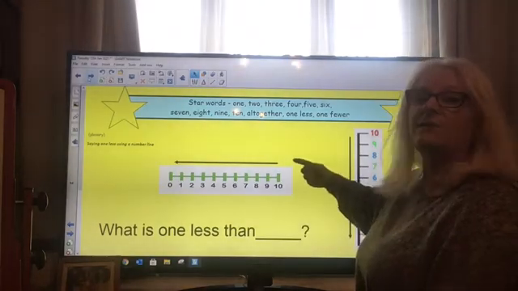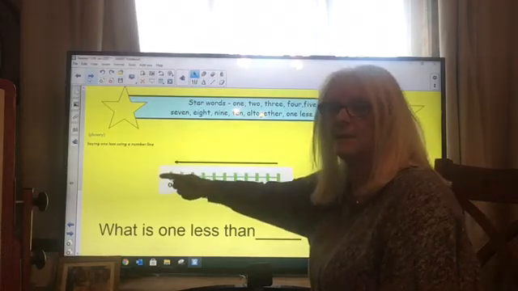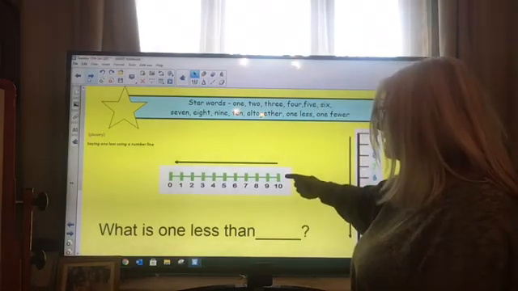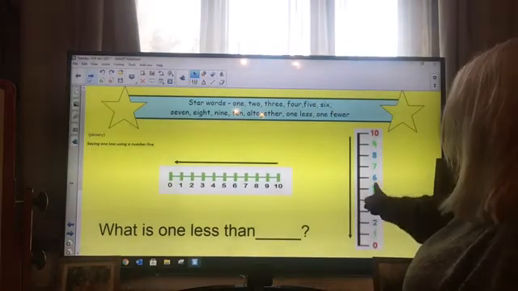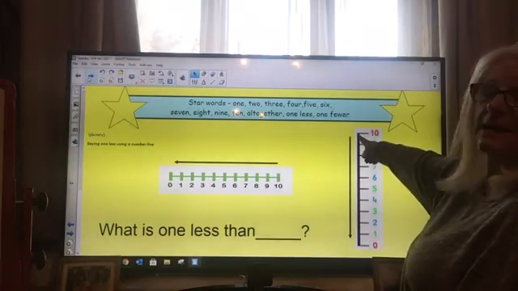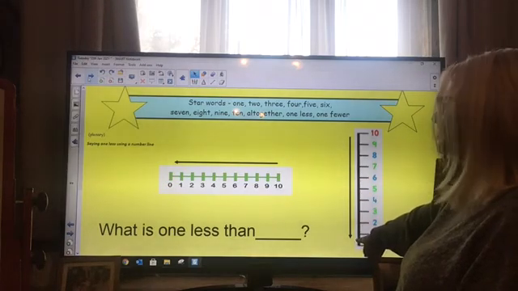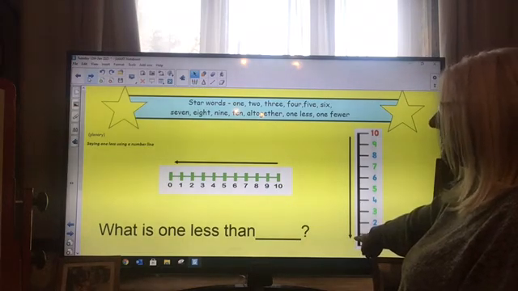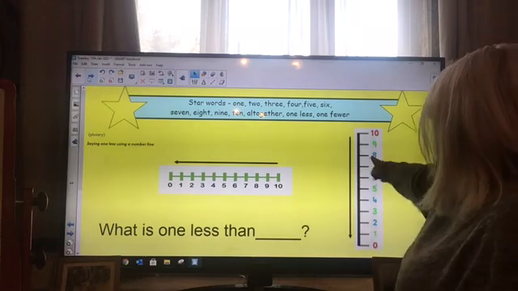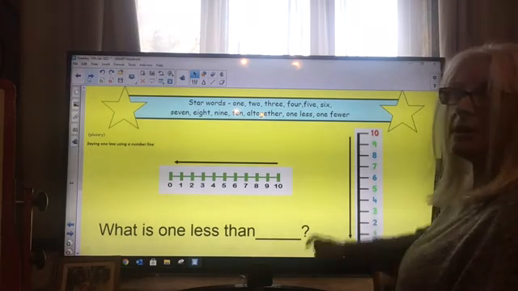And when we want to find the number that's 1 less, we have to make sure we're going that way down the number line, because we're getting smaller. When you're using a number track and you're finding 1 less, you've got to make sure you go down, because our number is getting smaller. It is 1 less, 1 fewer. So we get smaller each time. So 1 less than 7 will be 6. 1 less than 4 will be 3.